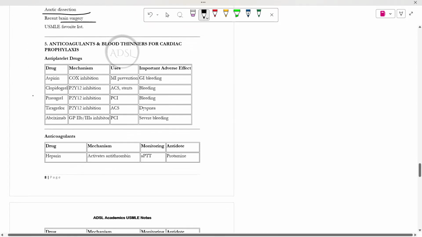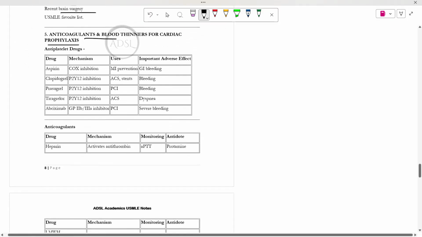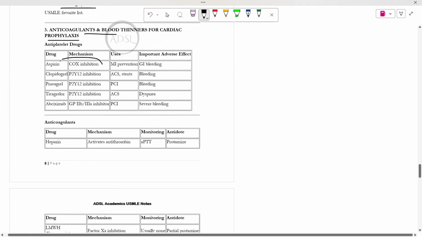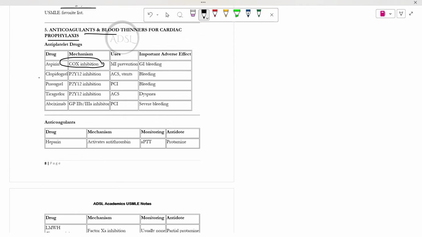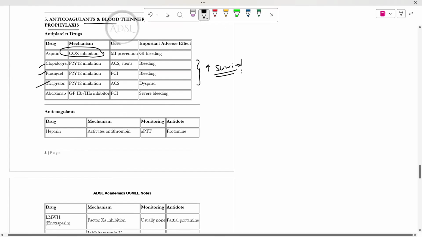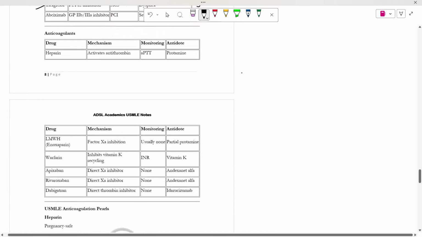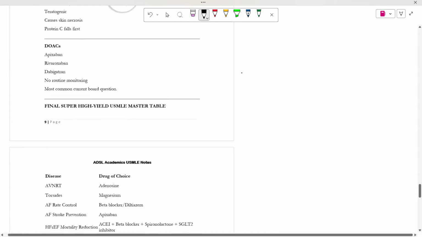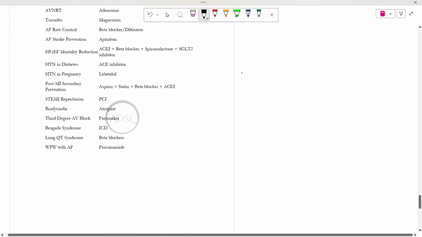These are blood thinners. We will be studying blood thinners more with the hematological system. Okay, so just remember aspirin is a COX inhibitor, cyclooxygenase inhibitor, whereas these three, clopidogrel, prasugrel, and ticagrelor, are P2Y12 inhibitors. Okay, this increases the survival after myocardial infarction. There are other anticoagulants. All these anticoagulants we will be studying when we study the hematological system.